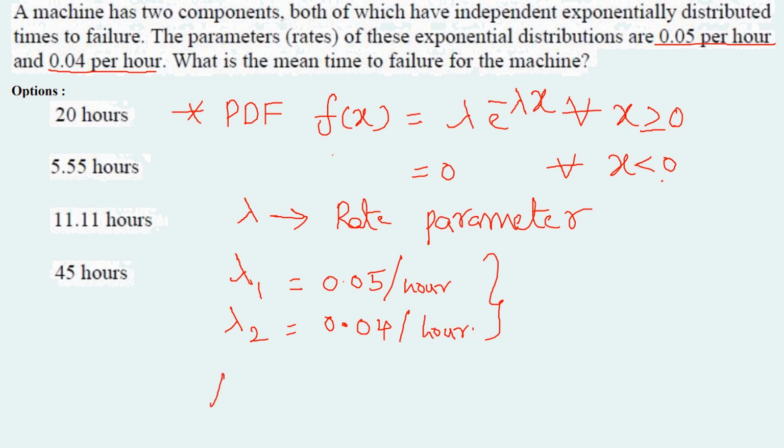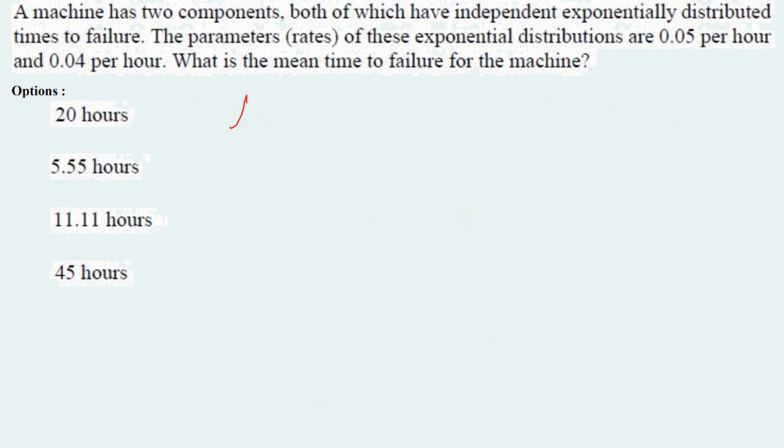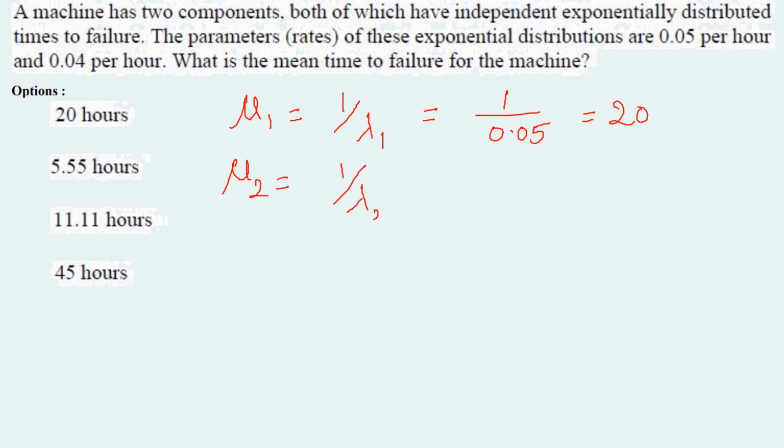The mean in the exponential distribution, mu, is given as 1 by lambda. So by using this, mu1 equals 1 by lambda 1, that is 1 by 0.05, which yields 20. Mu2 equals 1 by lambda 2, that is 1 by 0.04, which equals 25. Mu1 and mu2 are the individual mean times for the components of the machine.